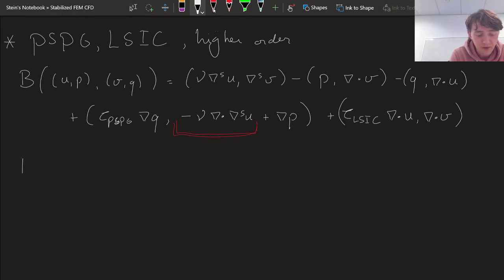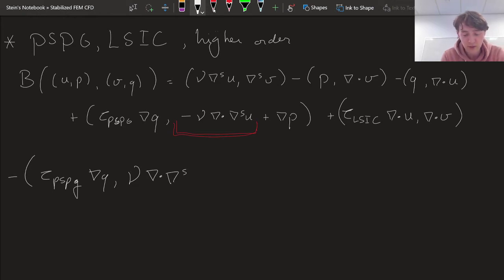that new term. So the new term is tau PSPG times the gradient of Q minus nu times div symmetric gradient of V. Again, this is a non-symmetric term. We have even different types of functions in both slots. How do we go about treating this guy?